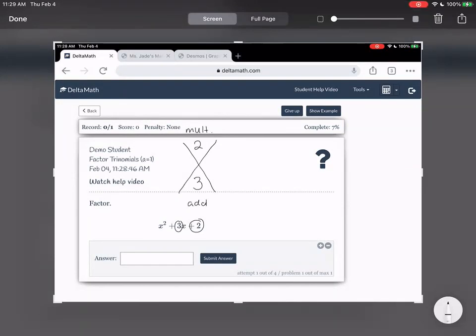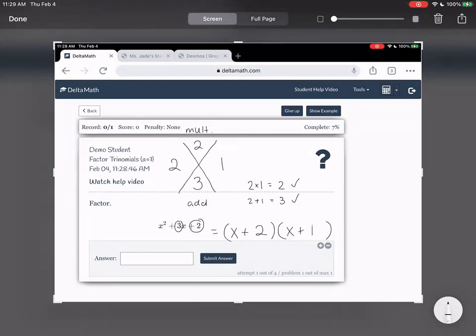And yes, you are right, 2 and 1. Let's check. 2 times 1, does that equal 2? Yes, because anything times 1 is itself, so that's good. Do they add to 3? So 2 plus 1 equals 3. Good. So it's 2 and 1. So when I write my factors, I'm going to put them in parentheses. What should I write in the parentheses? Just the number 2? Or what do I have to have in front? X plus 1.